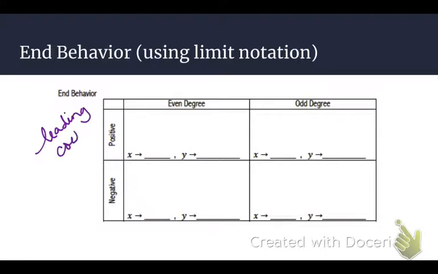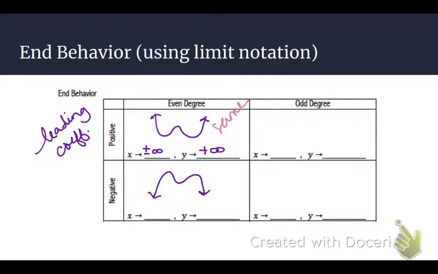So positive leading coefficient with an even degree would be something like a quartic function. In this case, we know that it's going to be up on both sides. So we would say that as x approaches positive and negative infinity, the function is approaching positive infinity. So the end behavior is going to be the same on both sides of that polynomial function with an even degree.